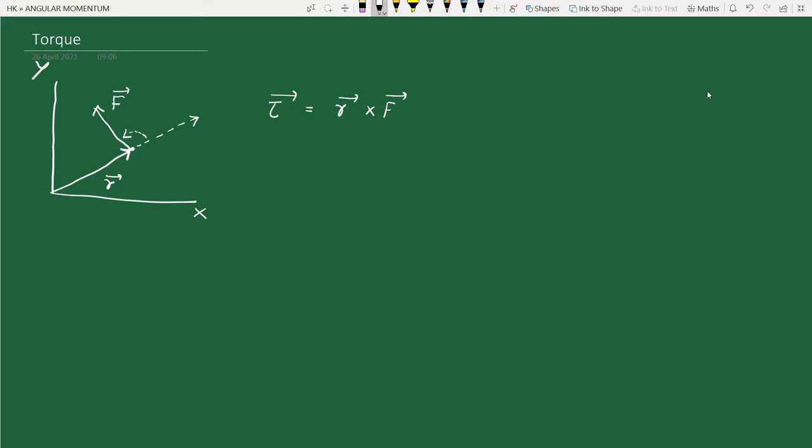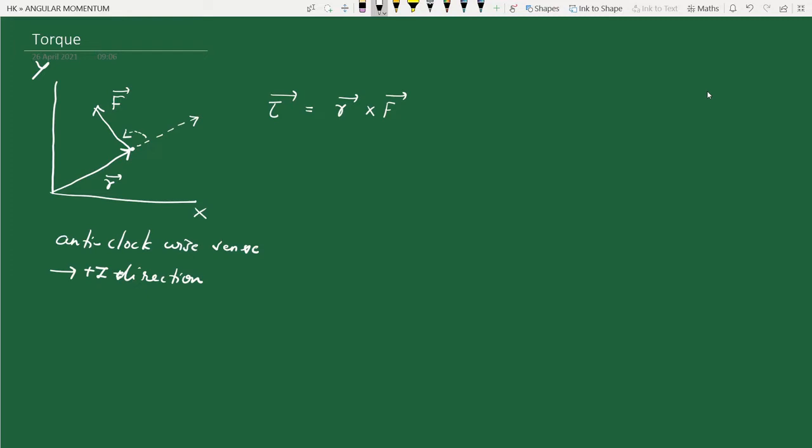Then the direction of thumb gives the direction of the cross product. So here the rotation, look at that, the rotation is in the anti-clockwise or counterclockwise sense. So when the rotation is in the counterclockwise sense, the direction of torque is in the plus z direction. That is perpendicular and outward.